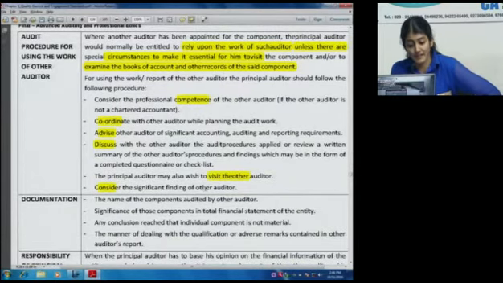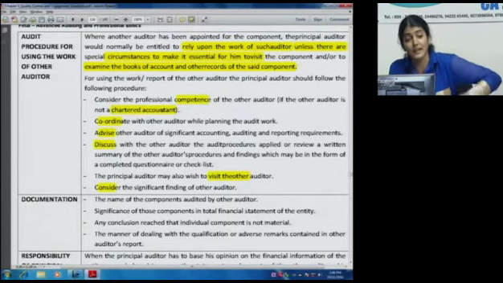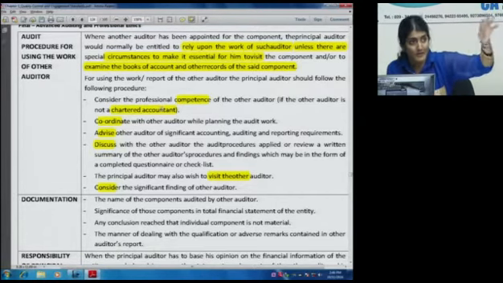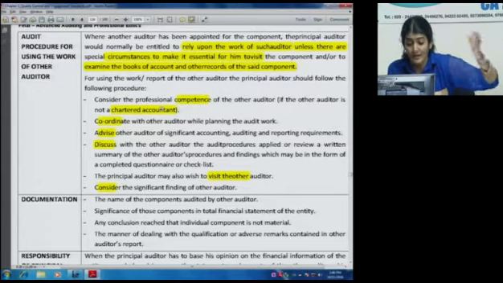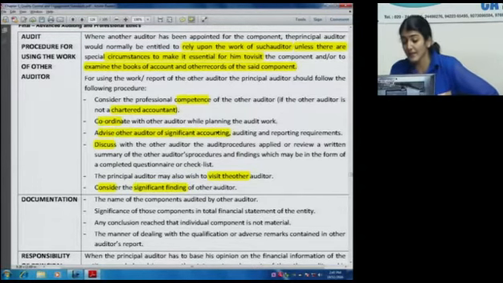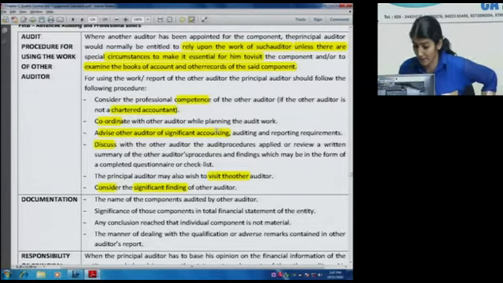I've already discussed C cube ADV. And what does it say? Consider the professional competence of the other auditor. Now, he will be a chartered accountant except where the branch is outside India. Then he will be an auditor as per the laws of that country. Then coordinate with the other auditor while planning the work. Consider the significant findings of the other auditor. Advise the other auditor as to the significant accounting, auditing, and reporting requirements.